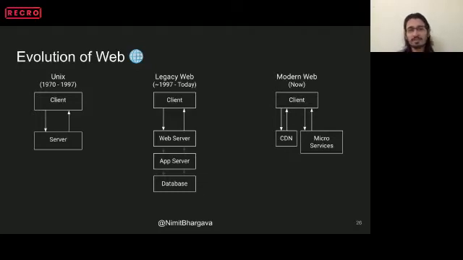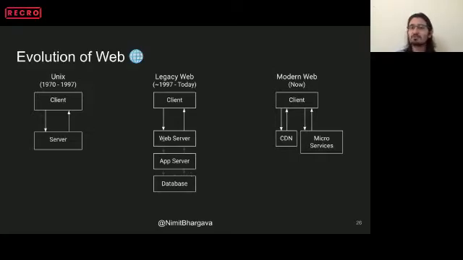So let me summarize this into a more specific diagram. I think we all agree on the evolution of the web: Unix servers were very simple. We started with just client-server interaction, and that's it. Then most of the web that we are using currently will be termed legacy very soon, where you have client, web server, app server, and database. This is already becoming legacy. So if you're working on such an application, it's already becoming legacy.